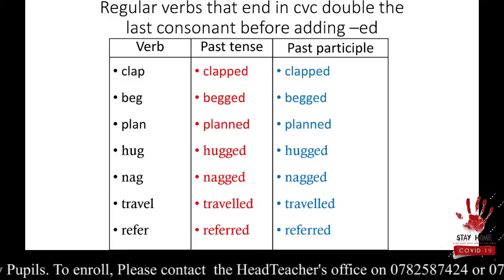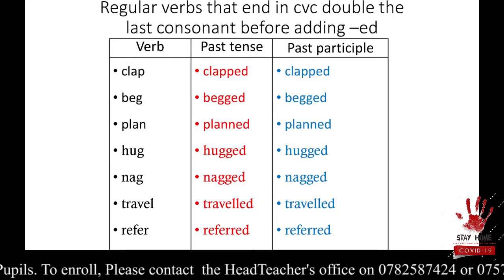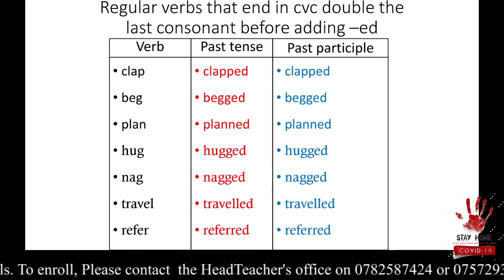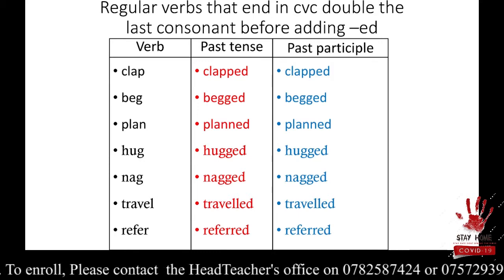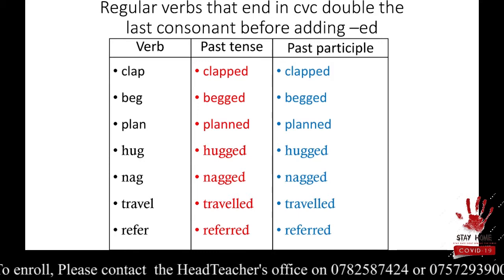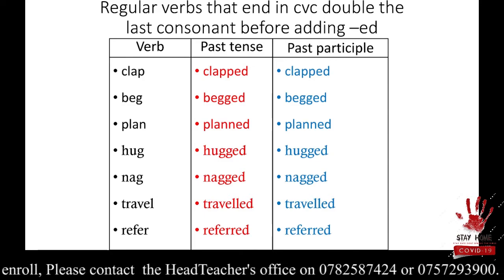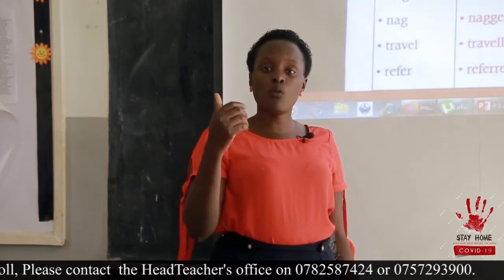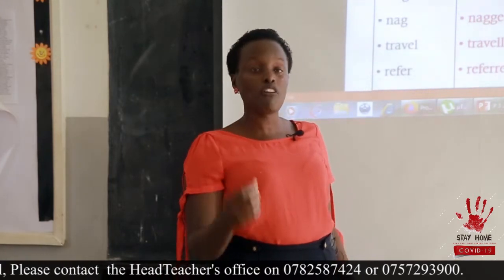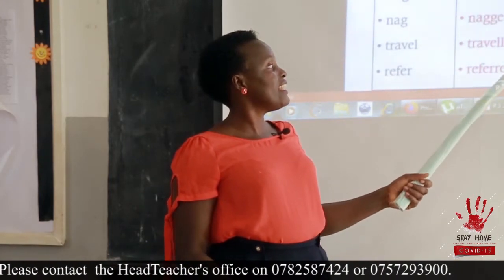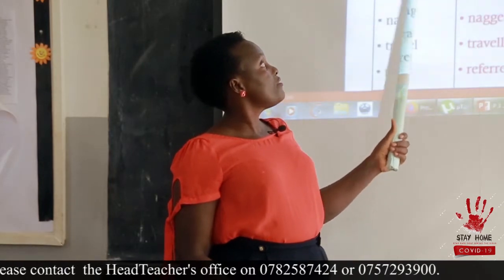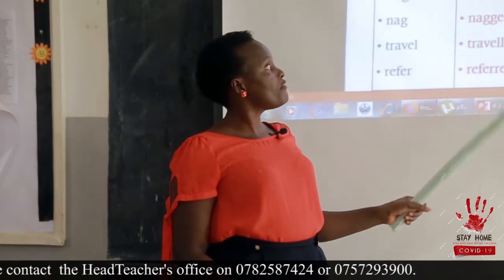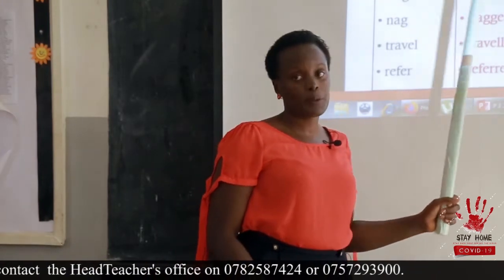Then refer. It becomes referred after we double letter R, and even in past, referred. So this list is also very long. I want you to go and read about more verbs that end in CVC and double the last consonant before they add -ed.